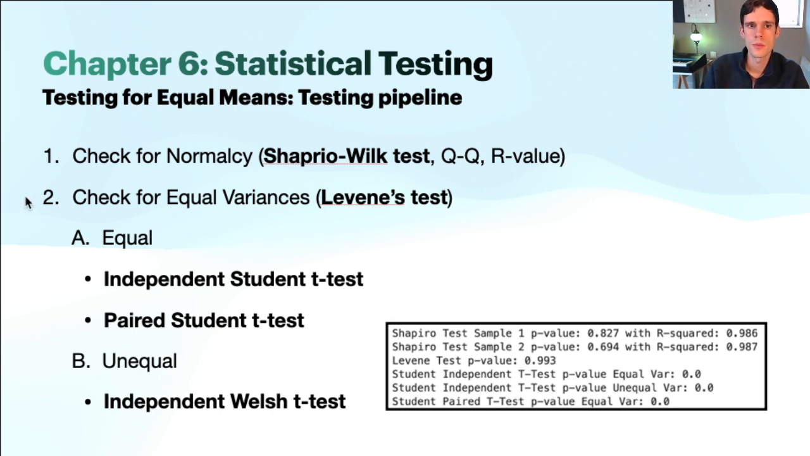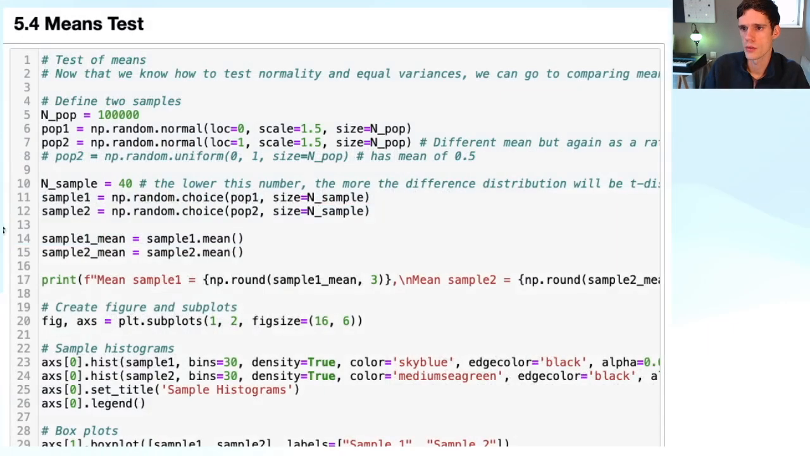The second step, if normalcy is fulfilled, we check for equal variances. And this can of course be easily done by using Levene's test. Then if we do have equal variances, we either use the independent student t-test or the paired student t-test. And if we have unequal variances, then we use the independent Welch t-test. And to see how this works in practice, let's go to our notebook.